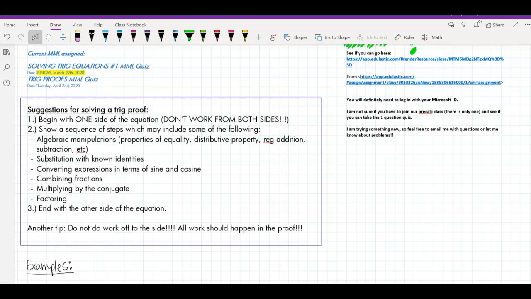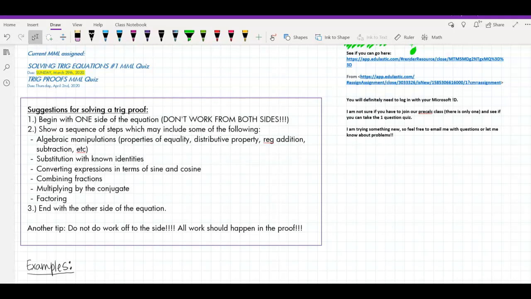We have been working up to doing trig proofs, so please don't be freaked out by this. In the past couple of classes, when we simplified, and when we started solving equations, you have been working up to doing trig proofs. So please don't get worried or stressed out because you can do this.